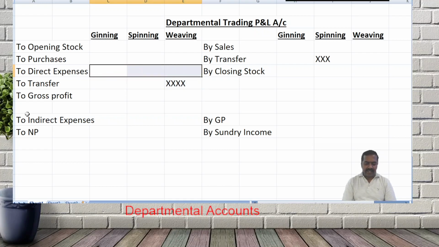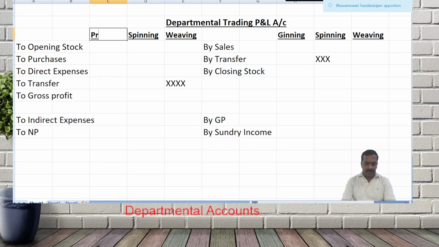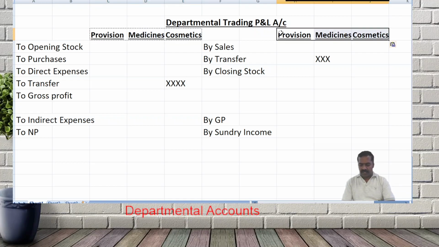But what about indirect expenses? What do you mean by indirect expenses? Common expenses, maybe from the overhead chapter, rent. Can you charge the rent directly? Let us go back to the old example of a departmental store. I gave the example of provisions, medicines, and cosmetics. Let's assume you are running a departmental store with all these things.